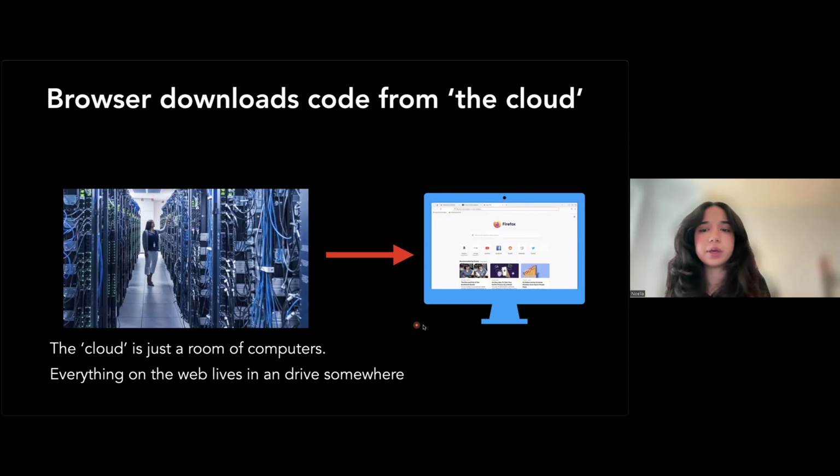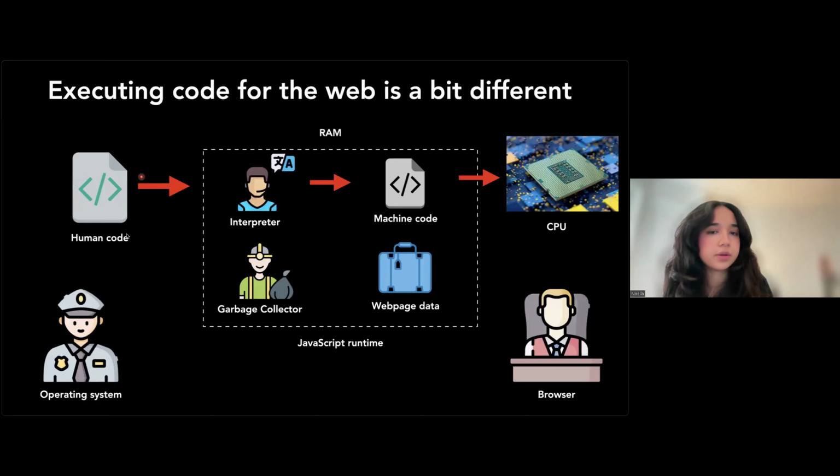And so when we go to a web page, we're going to download code from the SSD living in the cloud. And then we are going to get that code, and then it's going to go into the RAM again, where the interpreter is going to take that JavaScript code and translate it line by line into machine code for the CPU. And this whole process is managed by the browser.